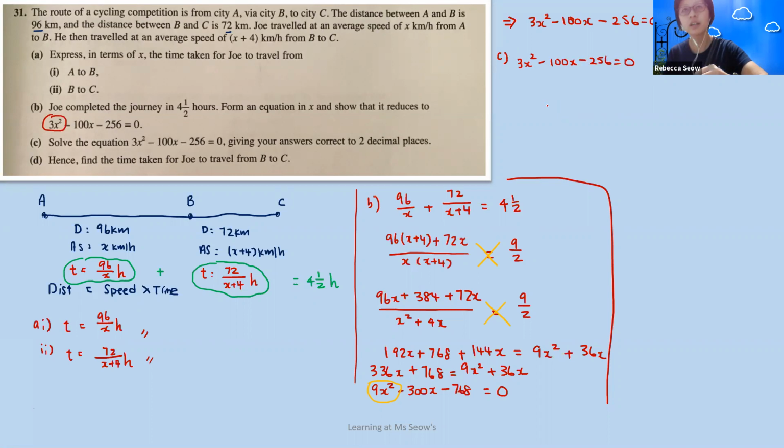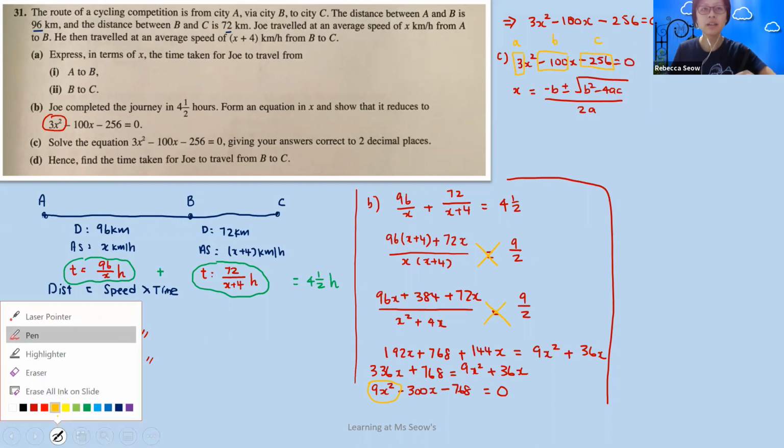okay, to solve this, let's try using the quadratic formula. So the quadratic formula is minus b plus minus square root b squared minus 4ac over 2a. All right, in case you need a refresher. And in relation to that, the first coefficient is actually that of a. The second coefficient, which is minus 100, is actually that of b. And the third coefficient, which is minus 256, is that of c.